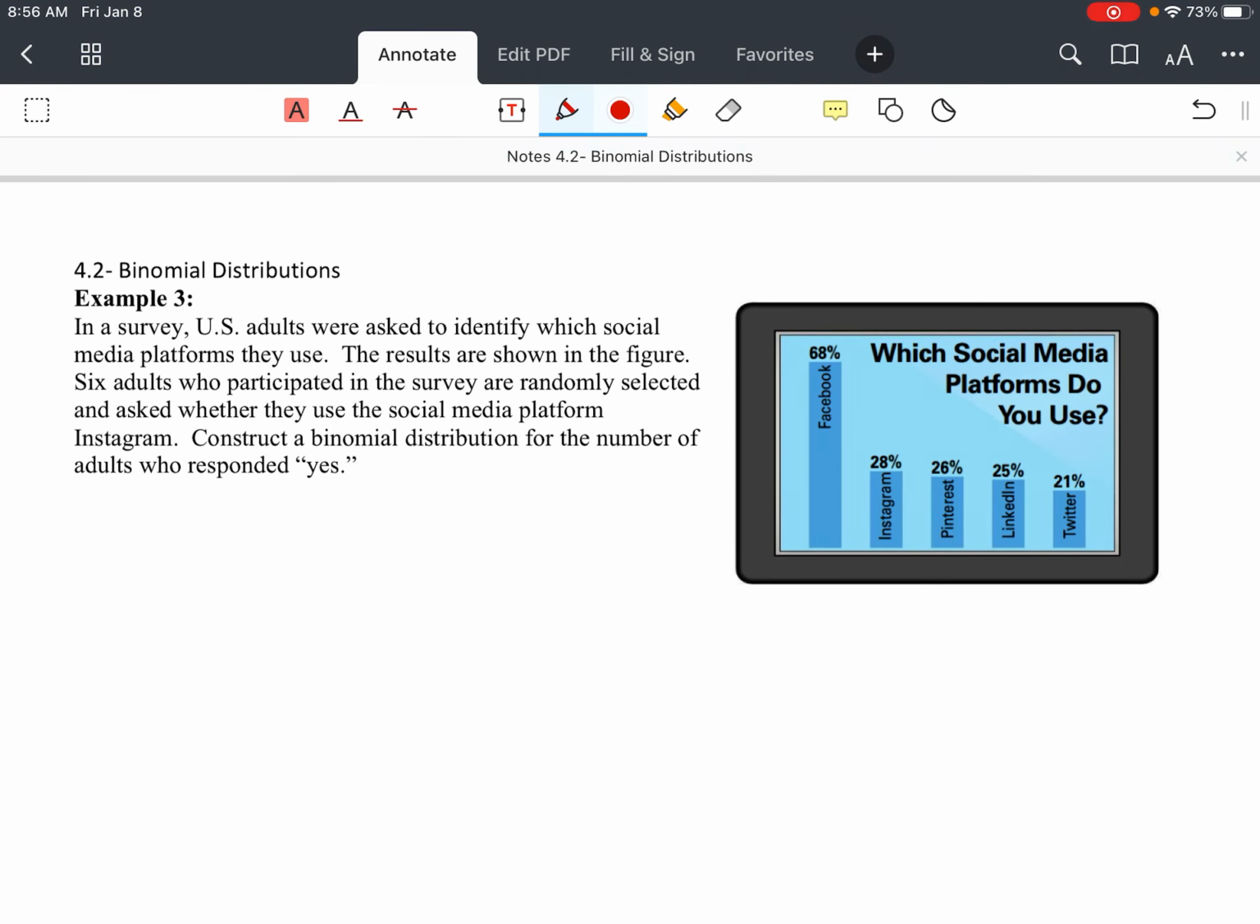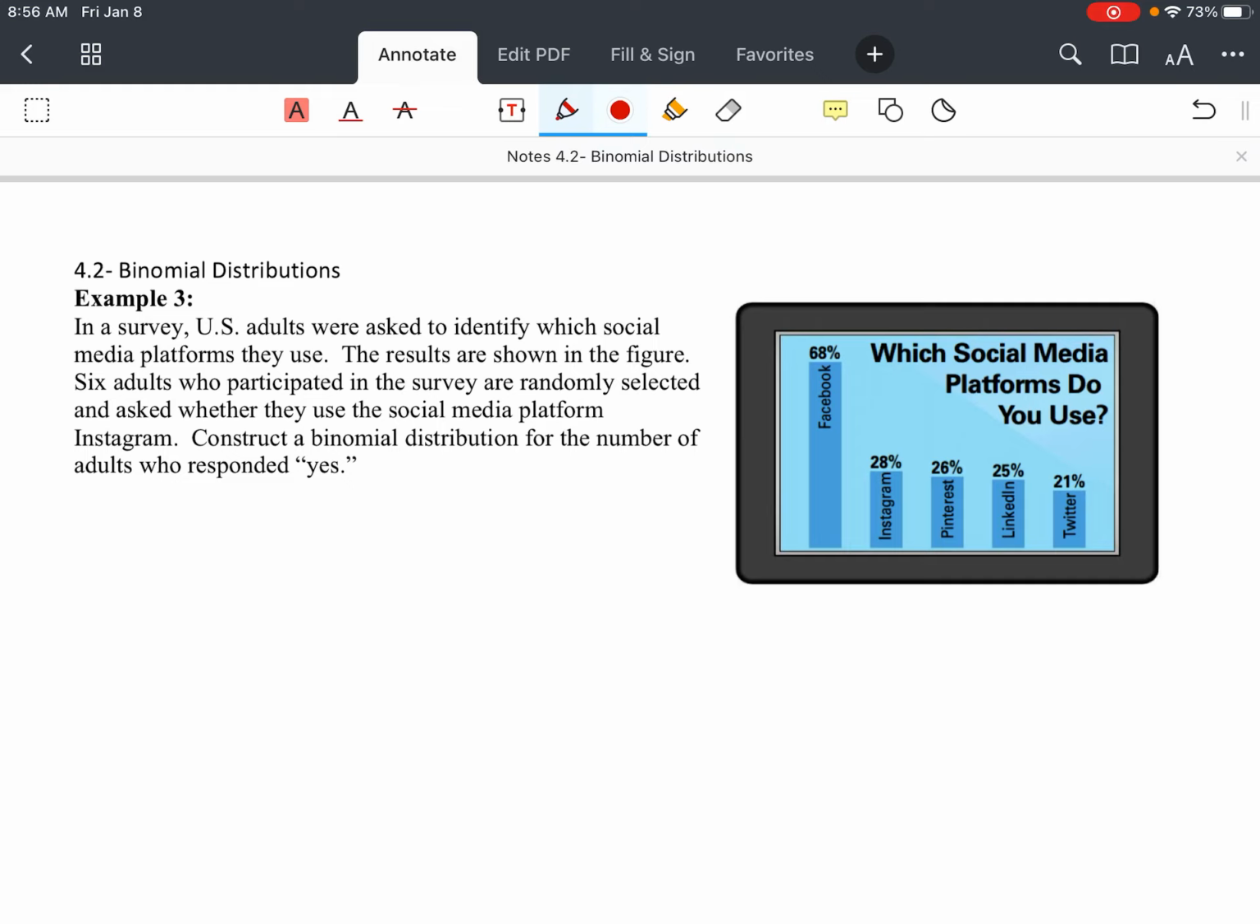All right, so in example number 3, it says in a survey, U.S. adults were asked to identify which social media platform they use. The results are shown in the figure to the right. 6 adults who participated in the survey are randomly selected and asked whether they use the social media platform Instagram. Construct a binomial distribution for the number of adults who responded yes.